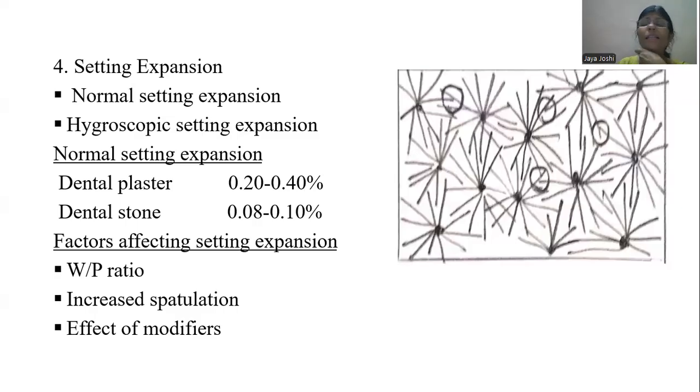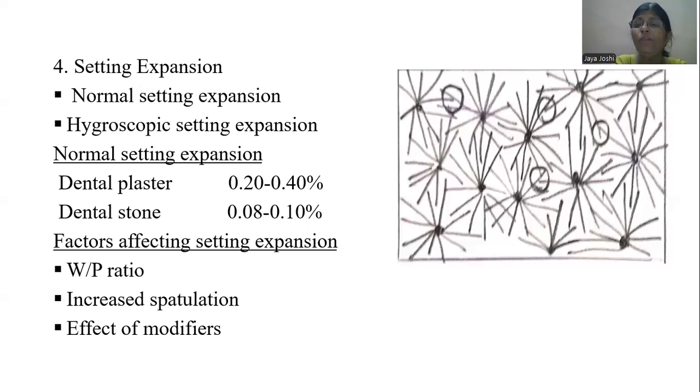Then second is increased spatulation. When you mix the material rapidly, increased spatulation will result in the formation of more nuclei, because you are breaking the nuclei into a number of nuclei. So the number of nuclei of crystallization will be more, so increased spatulation will result in increased setting expansion.